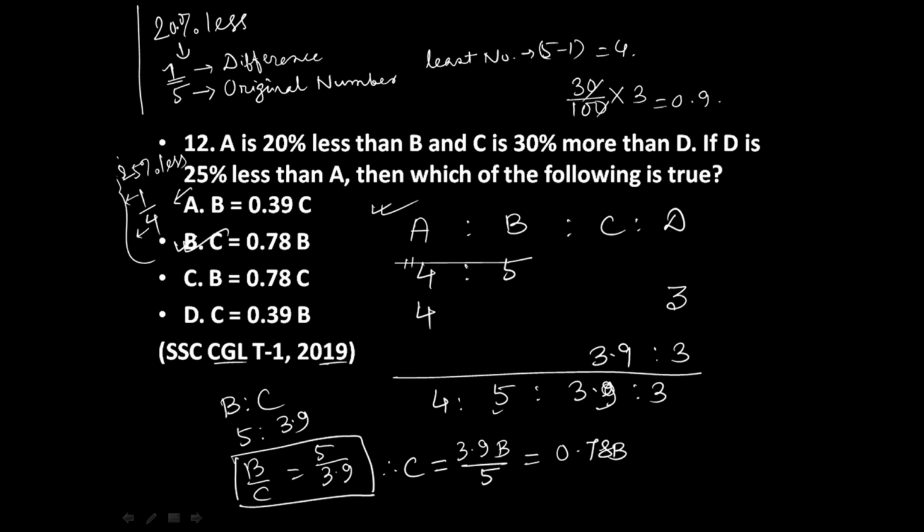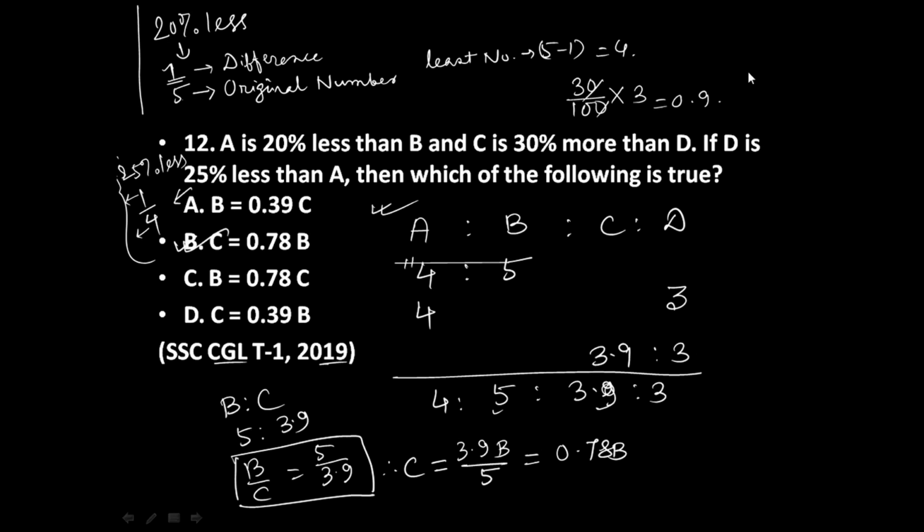So here you have to clear this concept that 20% less means, 20% means what? 1 by 5. So 5 is the original number and 1 is the difference. If it was 20% more, then the larger number would be 5 plus 1, 6. Here the least number will be 5 minus 1, 4. Clear? That's how you can get A is to B is to C is to D, 4 is to 5 is to 3.9 is to 3. So here you can see B by C equals 5 by 3.9, so C equals 0.78 B.